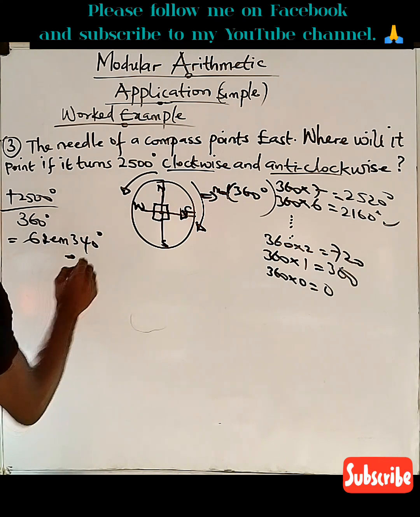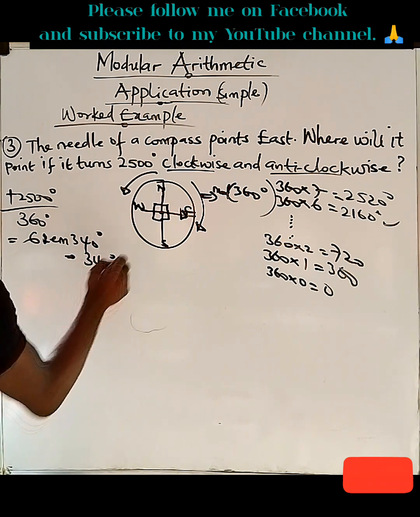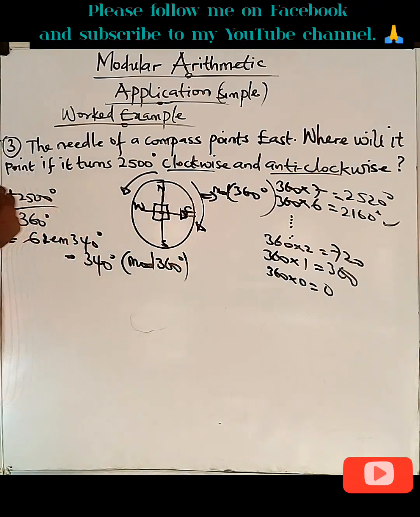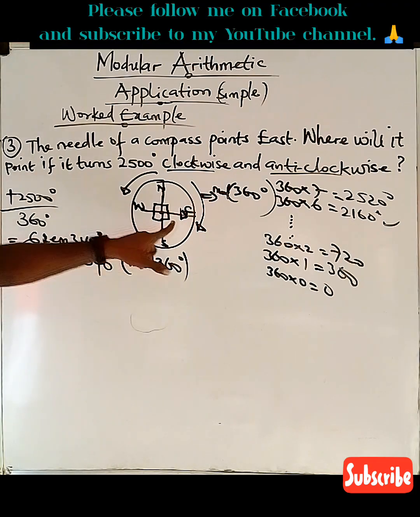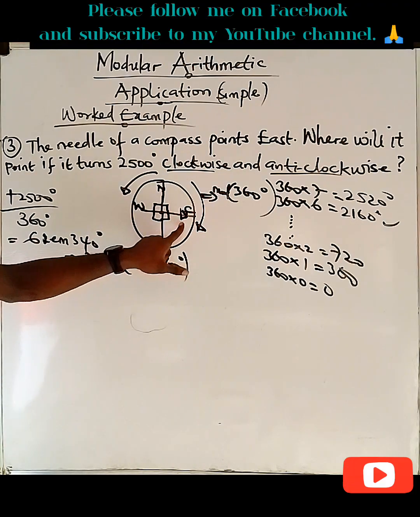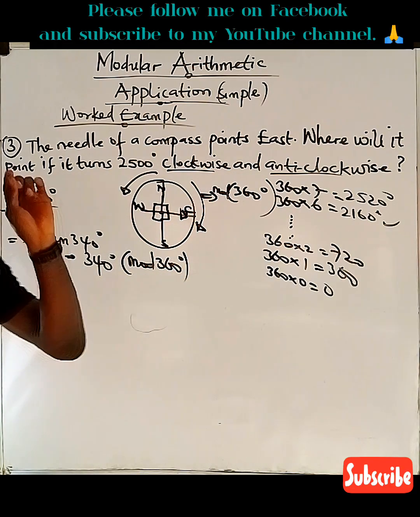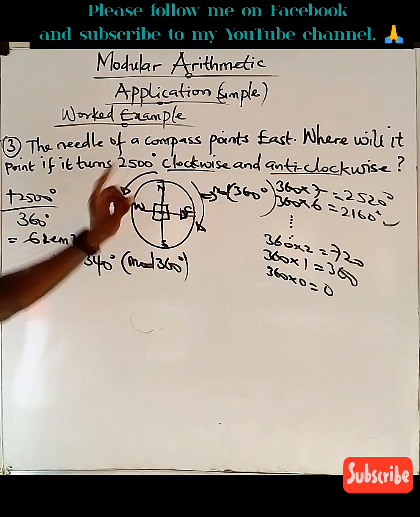So what do we have? We have 340 degrees modulo 360 degrees. That's what we have right here. So it means the blade of this compass that's right on east, on the east pole, we move forward 2,500 degrees. That's going to complete 6 revolutions. So 360, 360, 6 places.